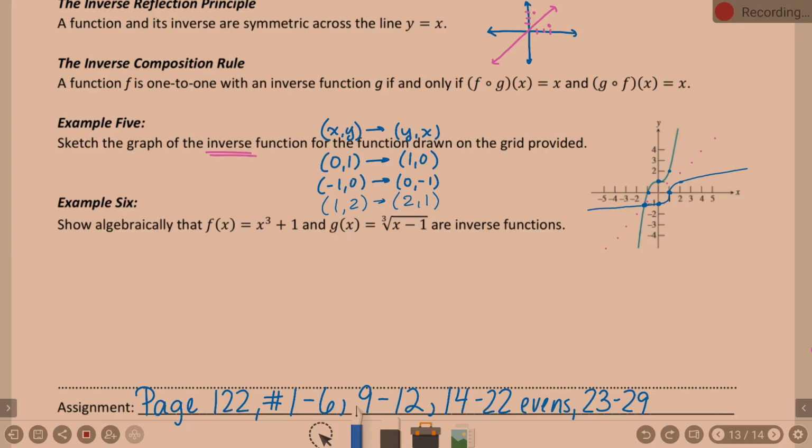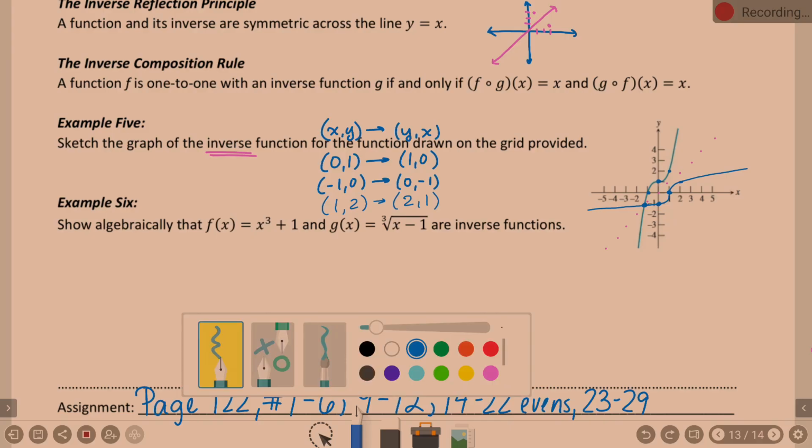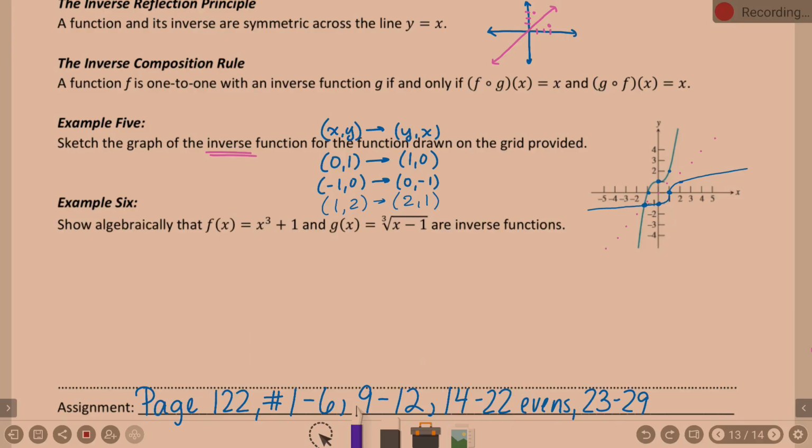Example 6. One last one. Now, notice the directions ask us to show algebraically, so you get to forget the graph, that f and g are inverse functions. If f and g are inverse functions, what has to be true? f of g equals x and g of f equals x.